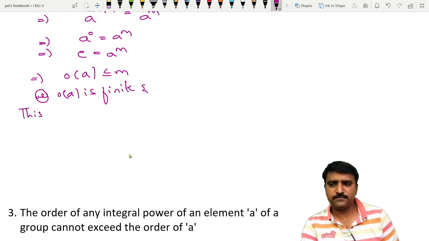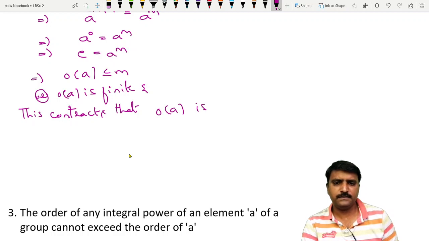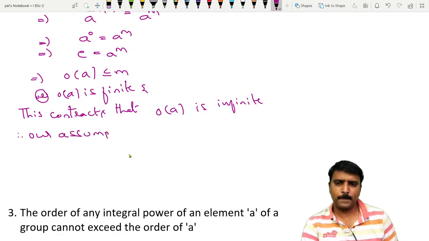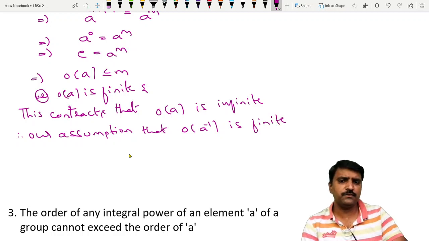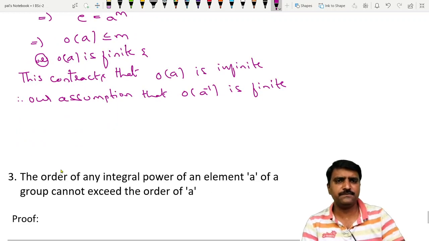This contradicts that order of A is infinite. Therefore, our assumption, what is our assumption? Order of A inverse is finite. That is our assumption. That assumption is wrong. So our assumption that order of A inverse is finite is wrong.